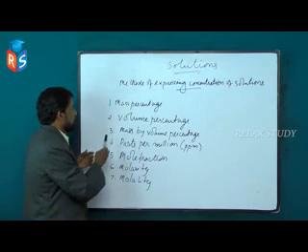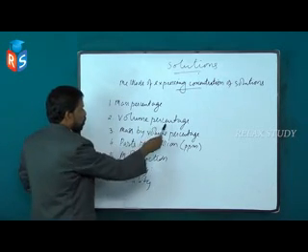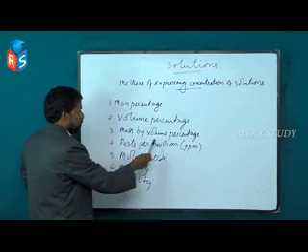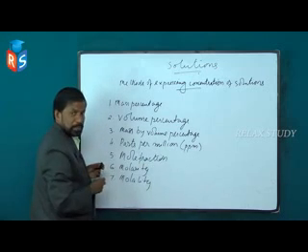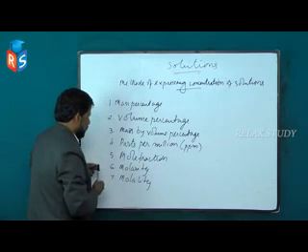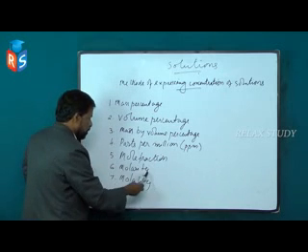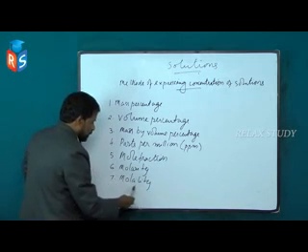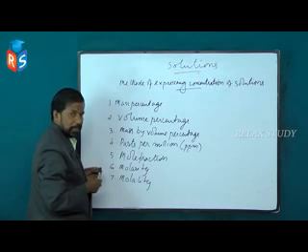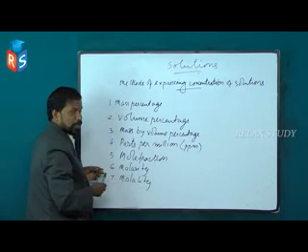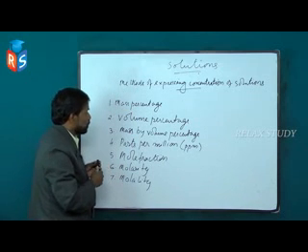These methods are: the first is mass percentage, second is volume percentage, third is mass by volume percentage, fourth is parts per million, known by the short form ppm. Then the fifth is mole fraction, sixth is molarity, and the seventh is molality. So these are the different methods of expressing concentrations, and in different situations we use different methods. We can take them one by one.